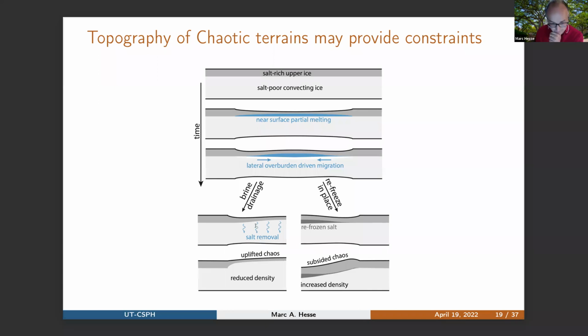If instead the salt drains, you remove the dense stuff from the near surface ice, and as such, the ice shell section here would have a lower density than it has far away from the chaos. And so at least as a tendency, that would likely give you uplift. Now, the big question is whether these are measurable effects or not. But people invoke it one way, so you can also invoke it the other way.